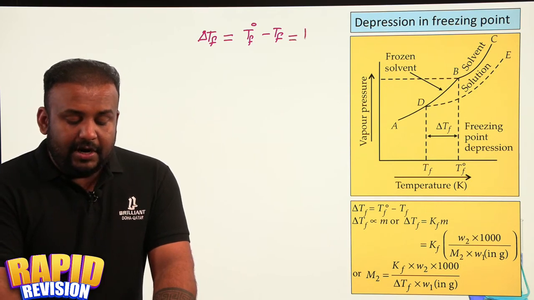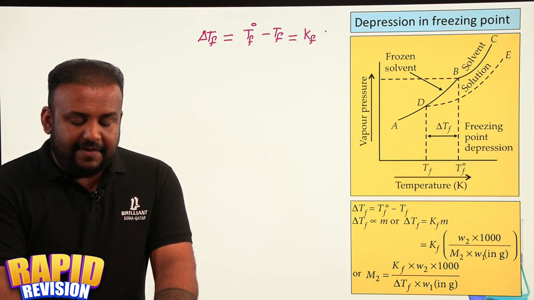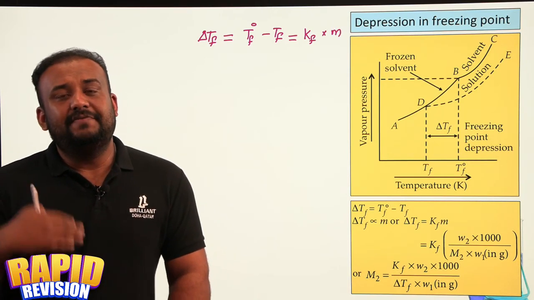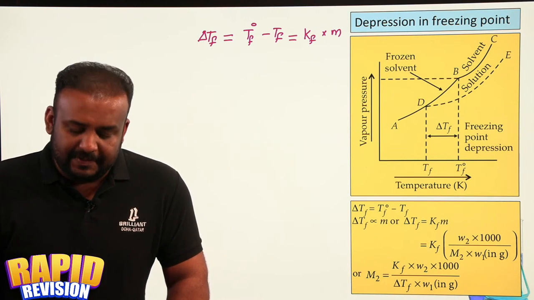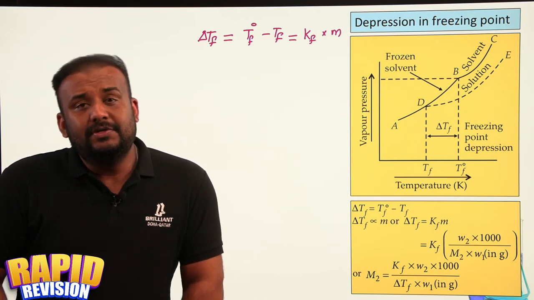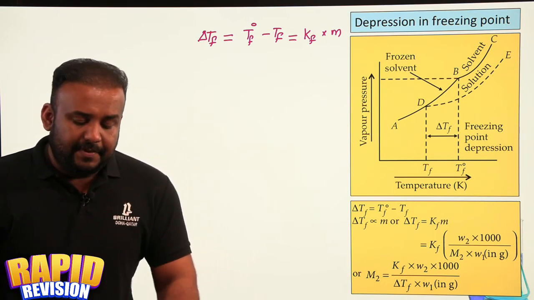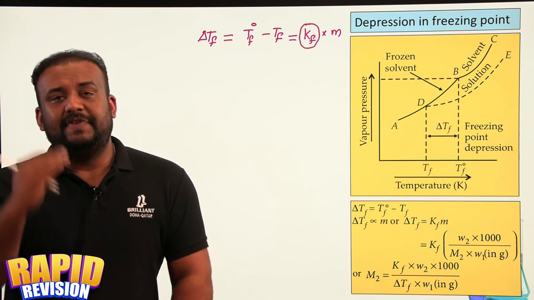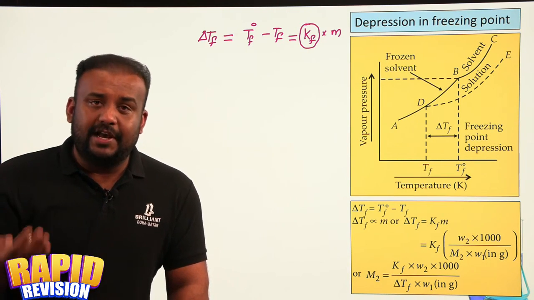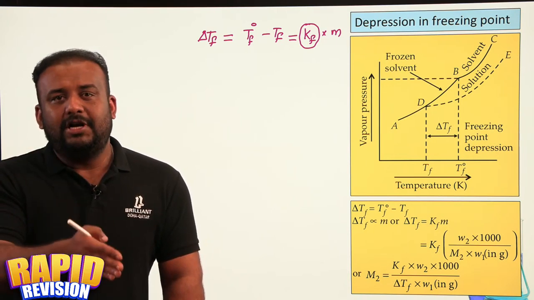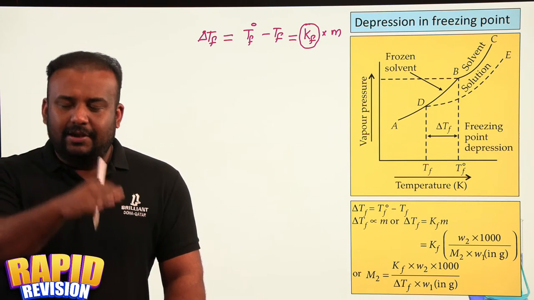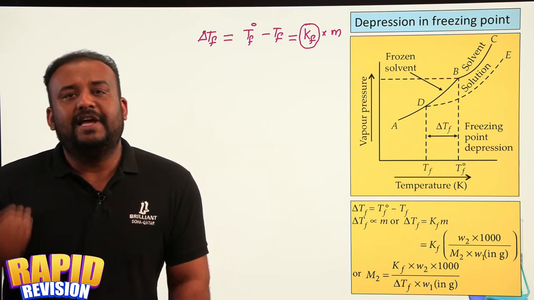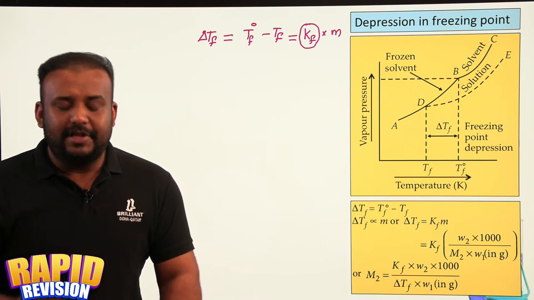This is equal to what? It is equal to a constant KF into molality. Now what is KF? KF is called the freezing point depression constant or the cryoscopic constant. Again, this value is also not a universal constant. Its value depends on which solvent you are taking. If you take water, it will be 1.86. It will be given in the question. If you take any other solvent, the value of that particular KF will be given in the question.